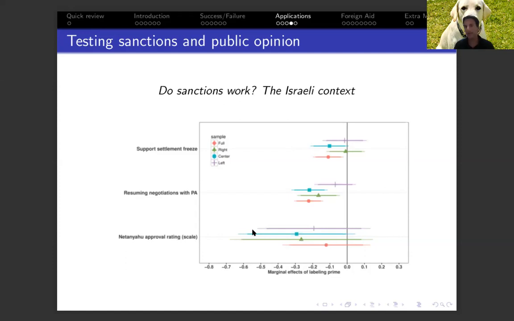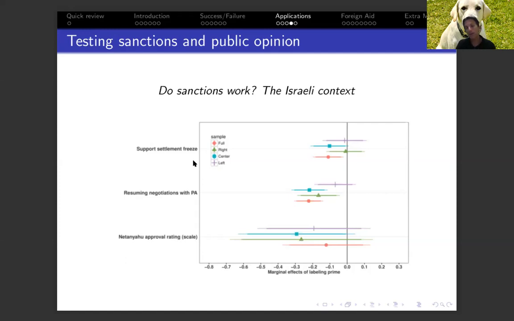So let's try and translate some of those findings. What they show here, let's focus on this red marker here, which is on the support for a settlement freeze. Reading about different sanctions levied by different actors on the Israeli economy has a negative effect on the extent of support of the entire people that participated in this experiment on the policy of supporting a settlement freeze. So the effect, going back to the economic principles of economic sanctions, is the exact opposite.